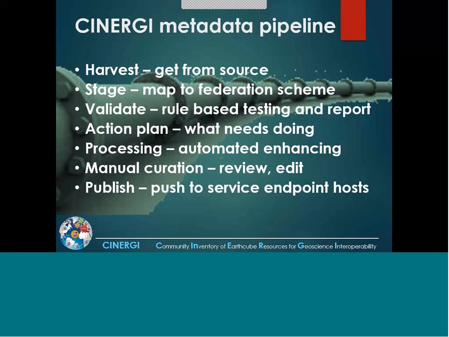These are the steps in the pipeline: from harvesting to staging to validation, developing a plan of what we shall do with the data based on what is missing, and then automated enhancing and presenting these to curators and users for verifying whether the automated enhancement worked correctly.